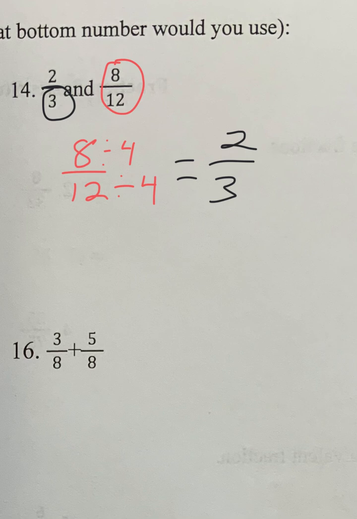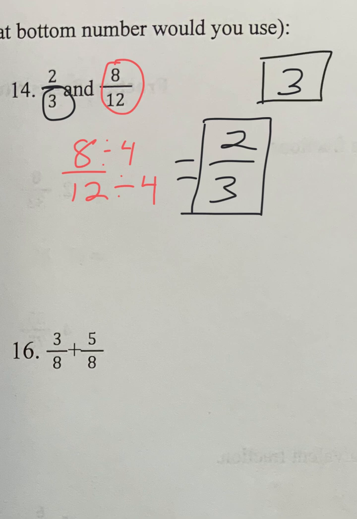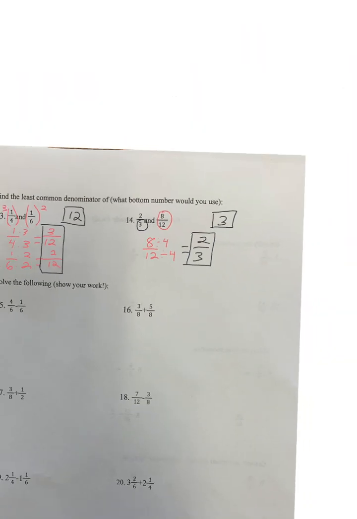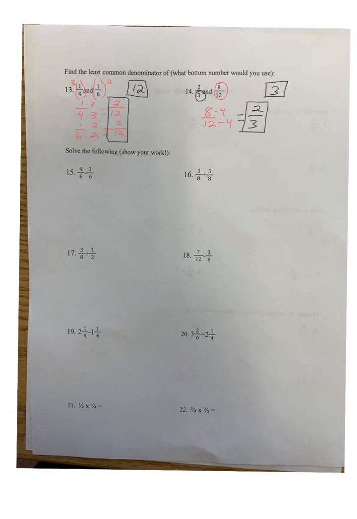Oh, 2/3 and 2/3, which I just found, they're the same number. They're the least common denominator, but they equal the same thing. So you could either box in 2/3, or you could just write the number 3, because that's the least common denominator that you could use. All right, let's move to the next set of questions. This is 15 through 22. For all of these, I'm just supposed to solve and make sure I show my work.